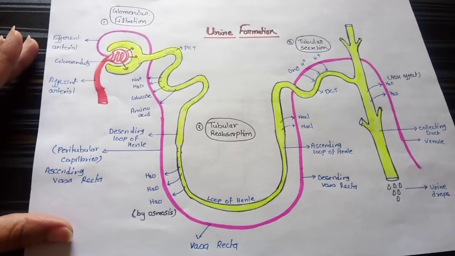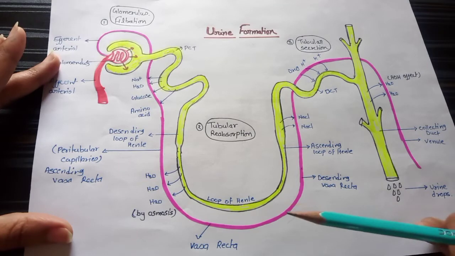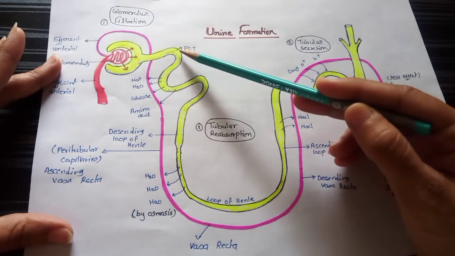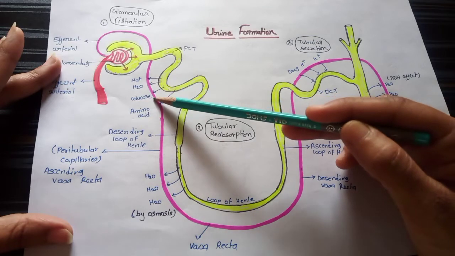You know the kidney filters 180 liters of blood per day, and we excrete just 1.5 liters of urine. So the next step is reabsorption of the 180 liters of filtrate. Only 1.5 liters is converted into urine, while the remaining molecules, ions, and water are reabsorbed by the peritubular capillaries or vasa recta. This is called reabsorption by the tubules. When the glomerular filtrate comes into the PCT, the PCT is permeable to both water and salt.